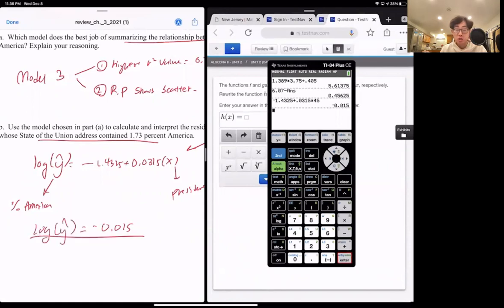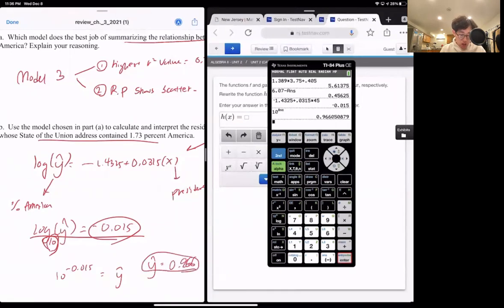Remember, you want to always convert this into your exponential form. The base is 10. So this is something that I'm not going to teach you, but if you want to convert from logarithmic form to an exponential form, you take the base number, raised to the output of negative 0.015. That should be your output, which is your y hat. So 10 raised to that power should give you y hat to be 0.966, about. So that is 0.96% America.